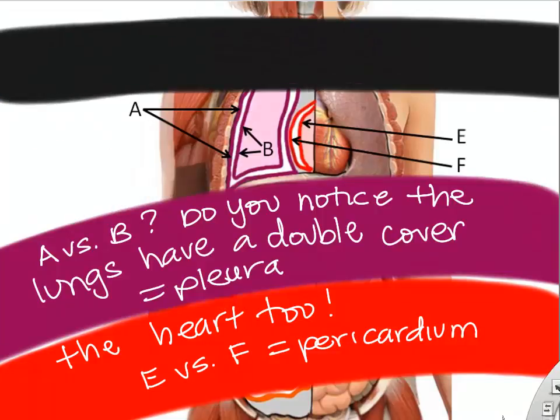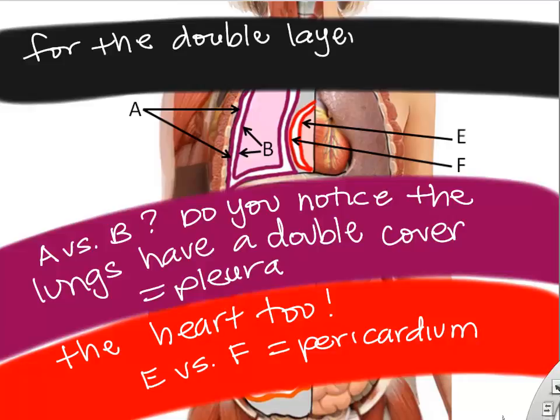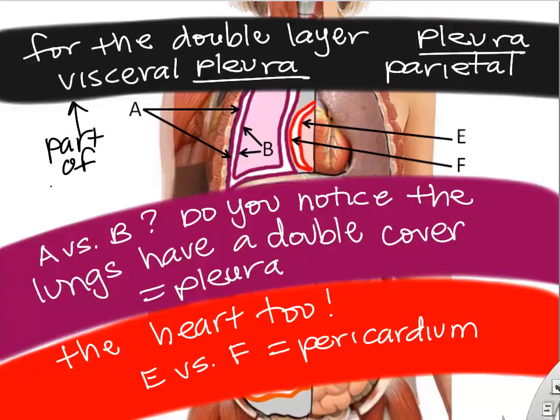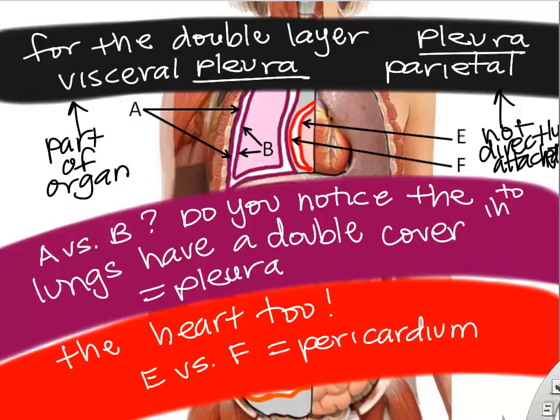So one of the things we have to keep in mind is that these protective layers, not all of them, but some of them, the pleura, the pericardium, and the peritoneum, have a double layer. So we've come up with adjectives to help us with those double layers, visceral and parietal. So in this case, if we consider the visceral pleura, the visceral part is usually part of the organ itself. And the parietal part is usually detached, not directly attached to the organ.